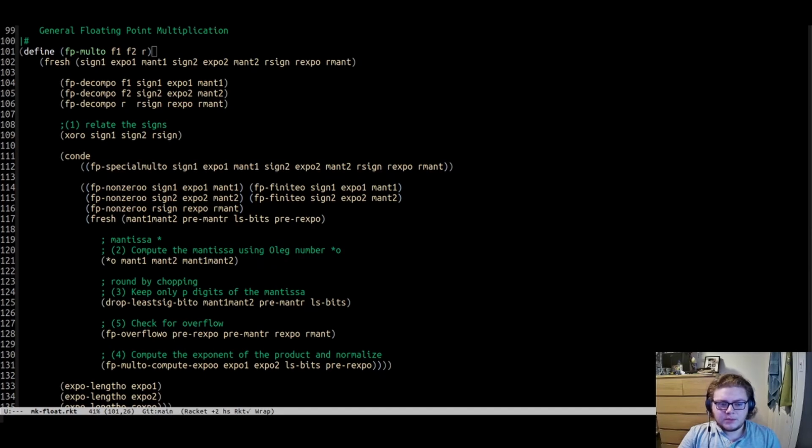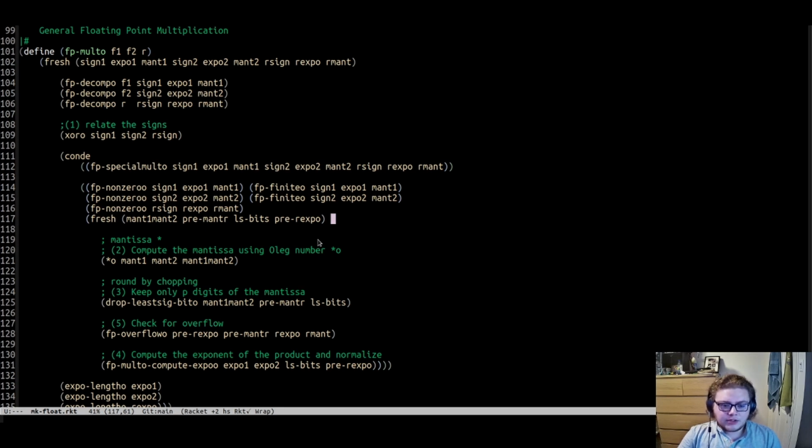Here is the code for FP multo. We first perform a decomposition on our three parameters, f1, f2, these are the multiplicand, and r the product. We decompose them into their sign, exponent, and mantissa respectively. We then branch into two main cases, a case to deal with special queries involving 0 and infinity, and the main driver for multiplication. This code follows the steps that Malika briefly just described. However, it is out of order. This is for performance reasons. This ordering was determined experimentally by running tests over and over again.